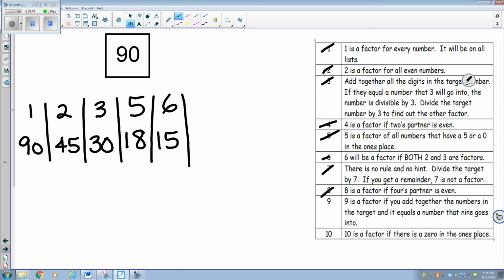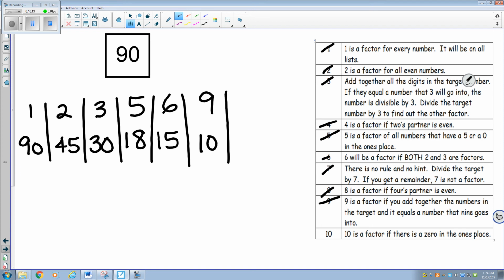Next one to check is 9. 9 is a factor if you add together the digits and get a multiple of 9. So 9 plus 0 is 9, and 9 is a multiple of 9, so that means that 9 is going to be on our list. And we can use our basic multiplication facts to figure out that 9 times 10 is 90. So we checked out 9, and then 10.